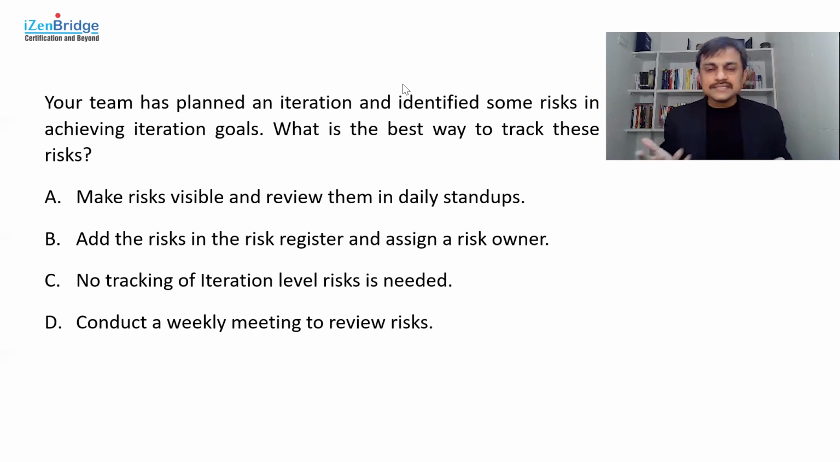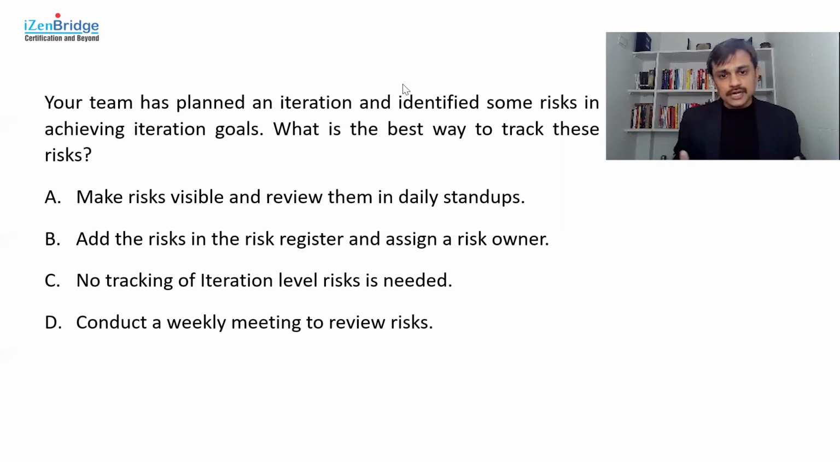We may not necessarily create a separate risk register and assign a risk owner, because we don't have any other container to do something else related to risk. It is either the iteration backlog or the product backlog. So option B is not appropriate unless the question clearly tells me it's a hybrid environment, because the question is using the language of iteration planning and iteration goal. So creating a risk register doesn't make much sense here.